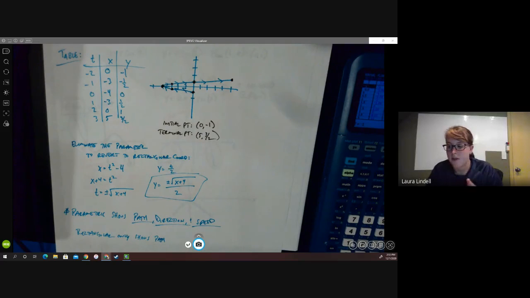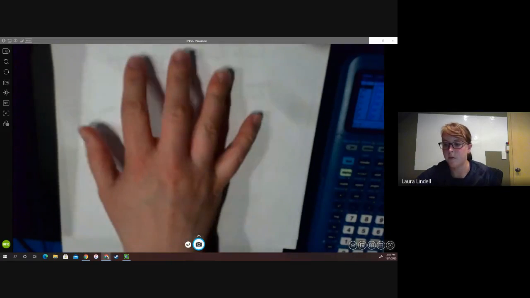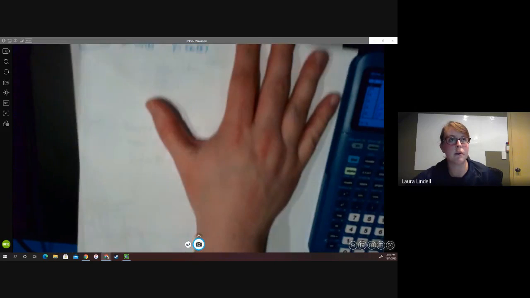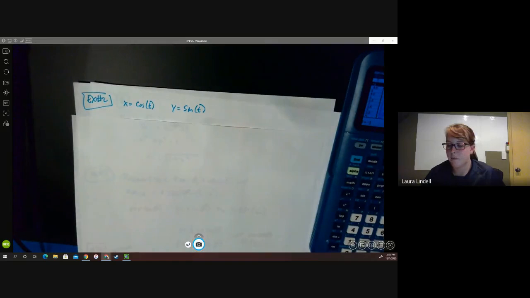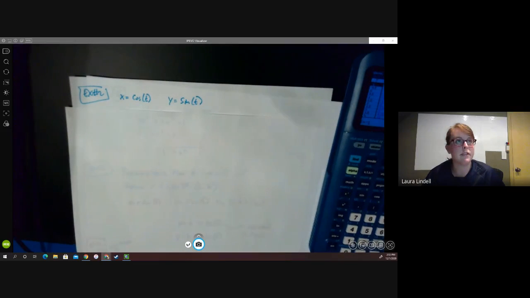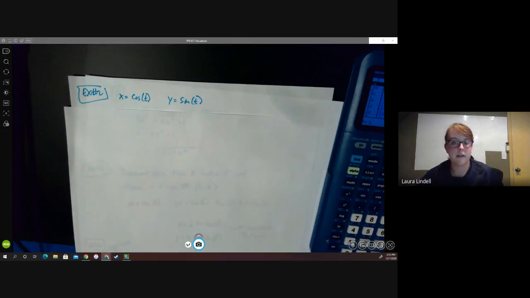So anyway, that's a basic introduction to parametrics. Now let's dive a little bit deeper. Let's take a look at circles. Some interesting things happen with circles here. With our next example, we're going to be dealing with the function in parametrics x equals cosine of t, y equals sine of t.